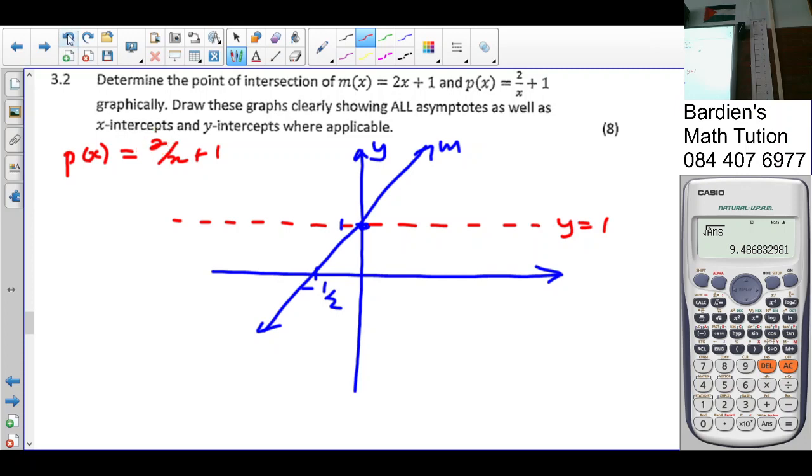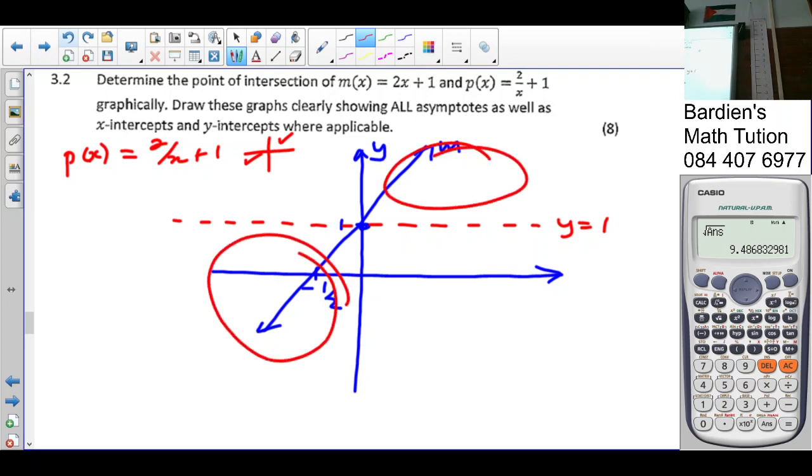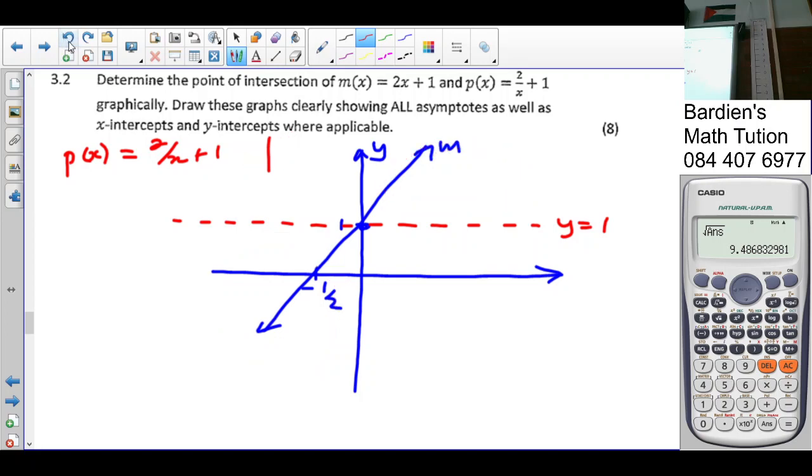This is positive. So which quadrants does it lie in? It's positive. 1 and 3. So it's going to be this quadrant here and that quadrant here. That's all? So, clearly I can see there's no y-intercept here. But say we didn't know that.